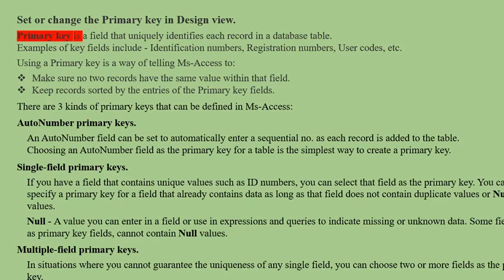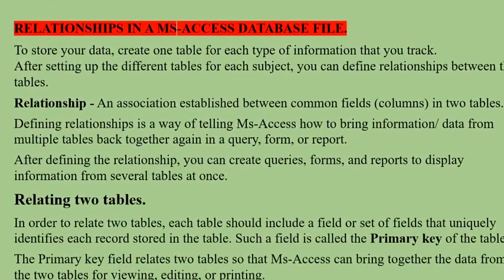And therefore, when you're talking about a primary key, the features of a primary key are: it cannot accept duplicates, and it cannot be left blank. Those are two key points. Then we have relationships in a Microsoft Access database. What is a relationship? A relationship is an association established between common fields or columns in two tables. Defining relationships is a way of telling Microsoft Access how to bring information, data from multiple tables back together again in a query, form or a report.